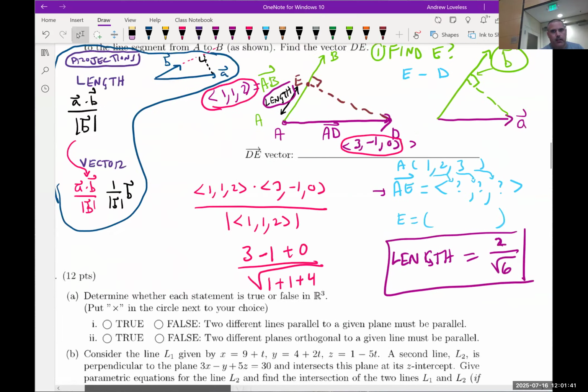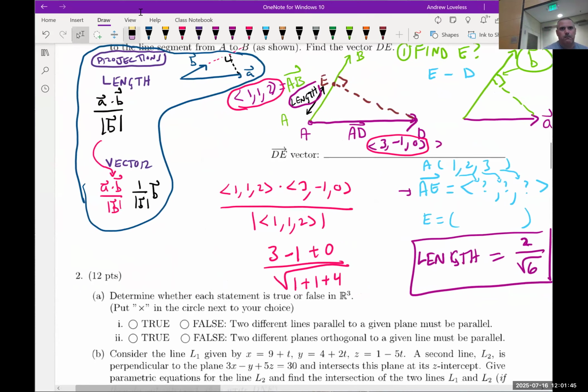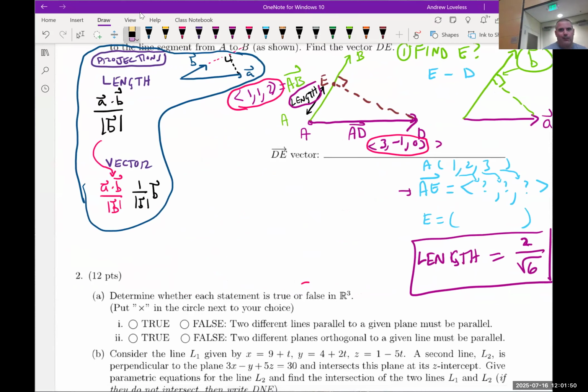Okay, so back to here. I found that length very quickly. Now let's find the rest of the stuff. What I've learned is I don't remember any of the formulas. My brain can only hold very little. So I say length is 2 over the square root of 6. And then I just deduce everything from that. You can use the formula as well, but I deduce it as follows. I take the vector AB, which is this, 1, 1, 2.